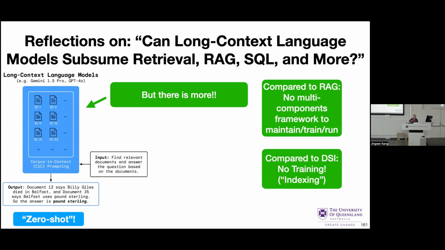And then there is an advantage compared to the DSI. These are requests, not training. You're giving only those few examples, those few demonstrations in your prompt, and no training is required, while in DSI you need to do a massive amount of training, which costs quite a lot. And all this is done zero shot. So actually, this is a great idea if it works.